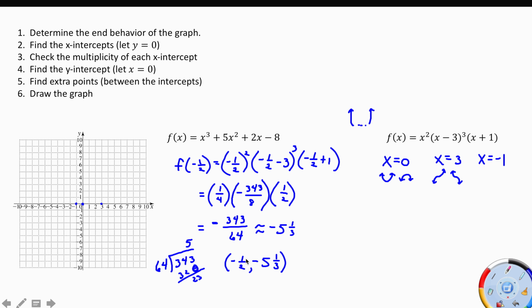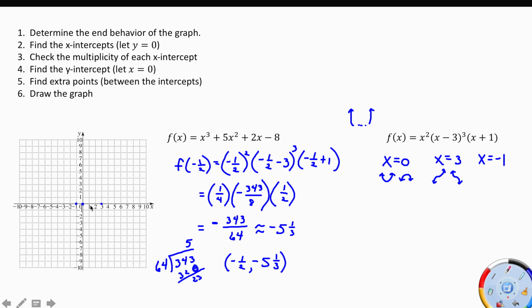So I'm going to check my math on this. I'm plugging in negative 1/2. I've got negative 1/2 squared, negative 1/2 minus 3 cubed, and negative 1/2 plus 1. So that is 1/4. Okay. Negative 3 1/2 is 7/2, and 7 cubed is 343, and 2 cubed is 8, and then 1 minus 1/2. All right, I don't see anything wrong with that.